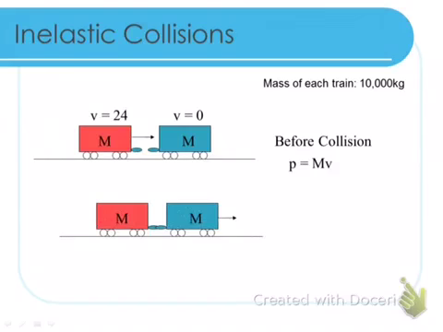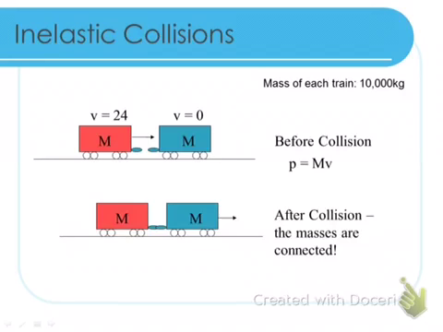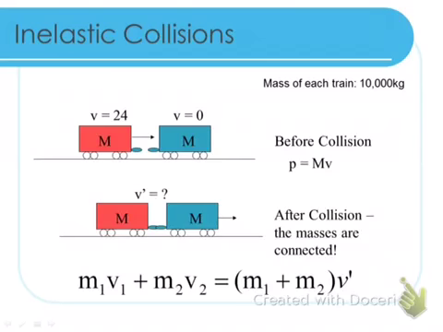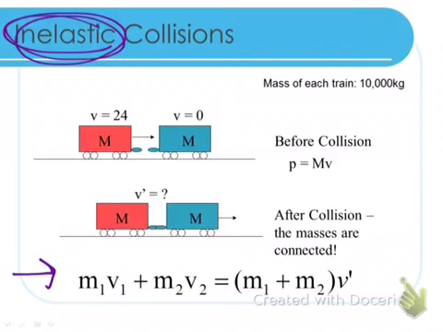After our collision, we've got them joined together. They're joined as one object, and they're going to continue moving in the rightward direction. After our collision, our masses are connected, so we use this equation underneath for an inelastic collision. This equation is for inelastic collisions, where they stick together. After their collision they end up as one object, so the masses are added together, and they've got one single velocity since we consider them to be one single object.